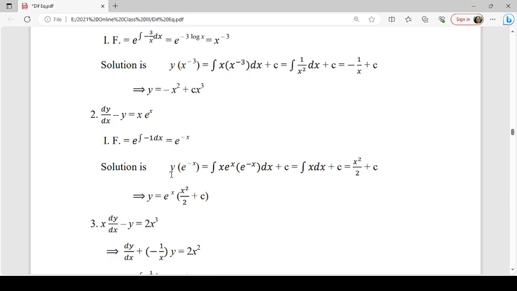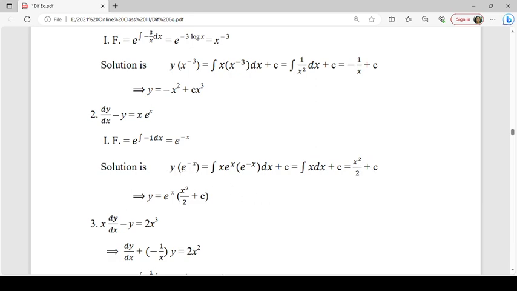So the solution is now y into e to the power minus x is equal to the integration of x e to the power x, this is q, then the integrating factor e to the power minus x dx. After the product, e to the power x into e to the power minus x, this is 1, x minus x is 0, so e to the power 0 is 1, so only x remains, so x dx, and the integration of x is x square by 2, so this is the solution.